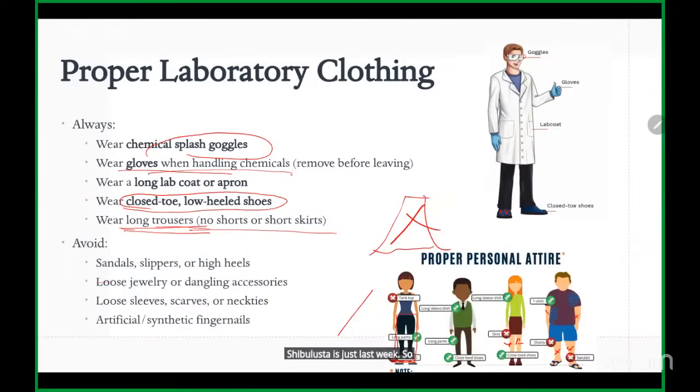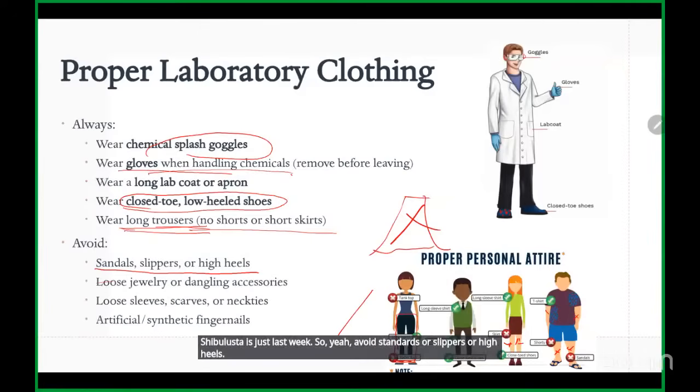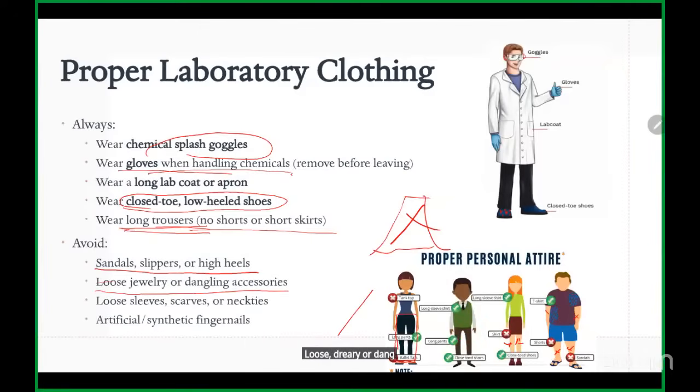So, yeah, avoid sandals or slippers or high heels. Loose jewelry or dangling accessories. So you don't want anything that will be flying around. Somebody is trying to titrate and needs to warm up the solution before titrating, and then your flying hair goes around the thing, and then it catches fire.